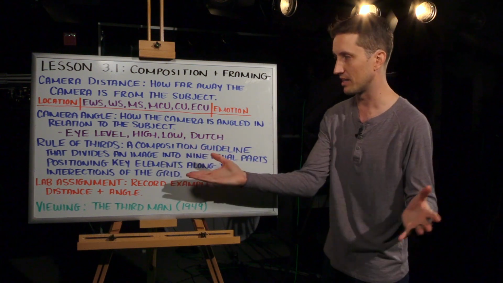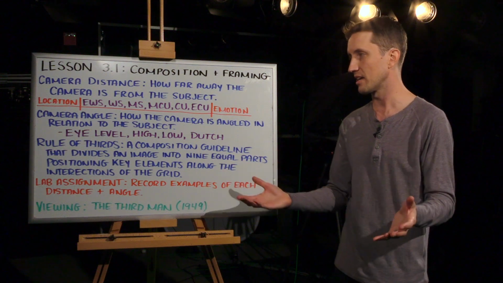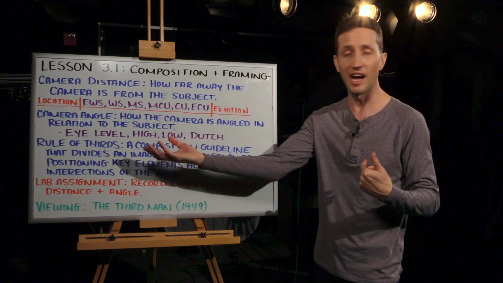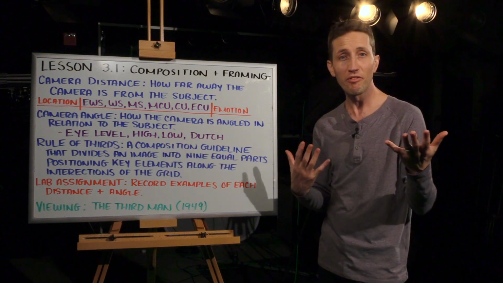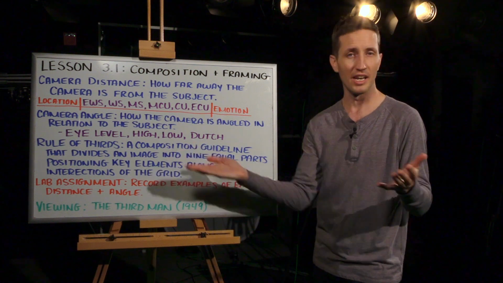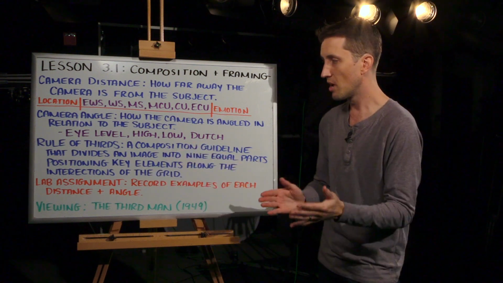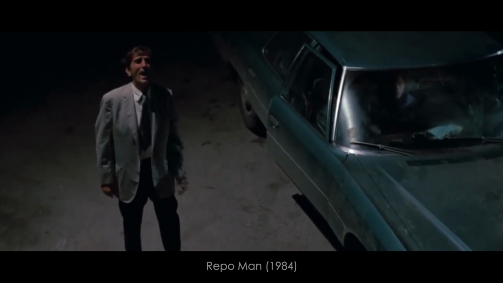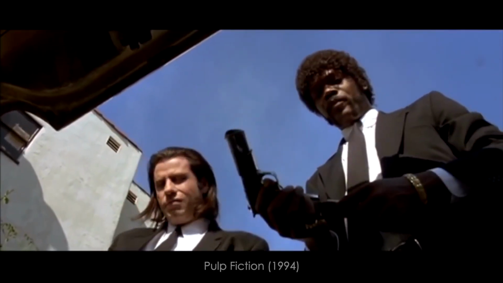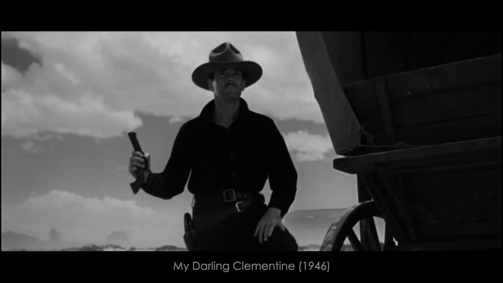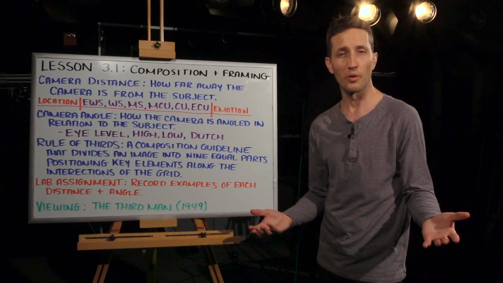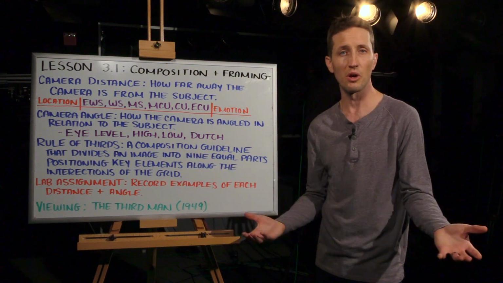Then there's camera angles, how the camera is angled in relation to the subject. What you're looking at right now is an eye level shot. Myself and the camera are at about the same plane, okay? So this would be a nice eye level shot, all right? However, if the camera was above my eye line and looking down on me, we would call that a high angle shot. And if the camera was below my eye line looking up at me, that would be a low angle shot. Now, there are reasons for shooting in a high angle or a low angle.